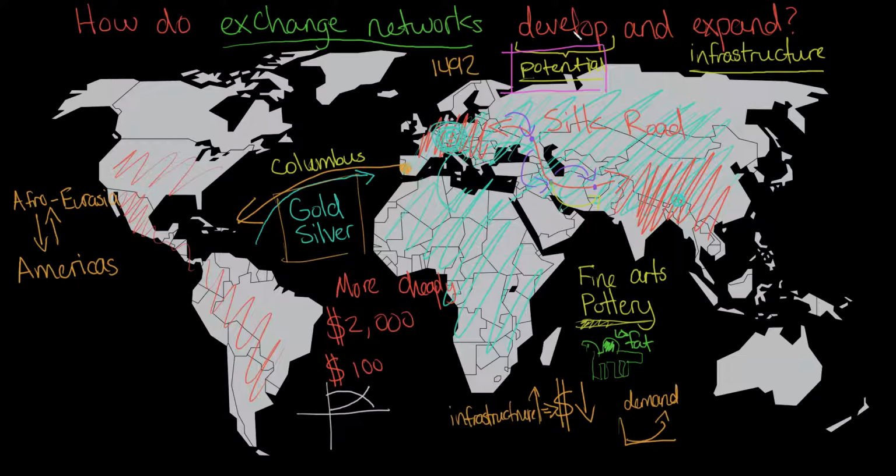And once the potential is satisfied, exchange networks really blow up and expand when the infrastructure is improved. Because when the infrastructure is improved, the potential becomes even greater, which in turn improves the infrastructure. And this cycle continues. And hopefully this makes it clear how exchange networks develop and expand through the lens of these historical examples.